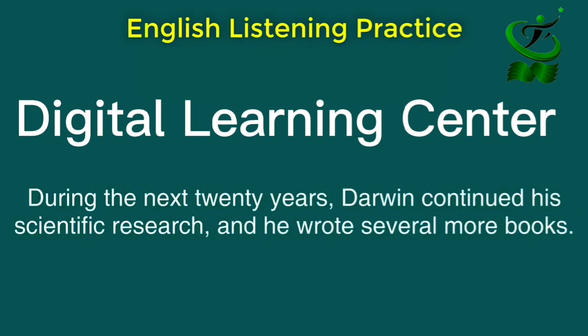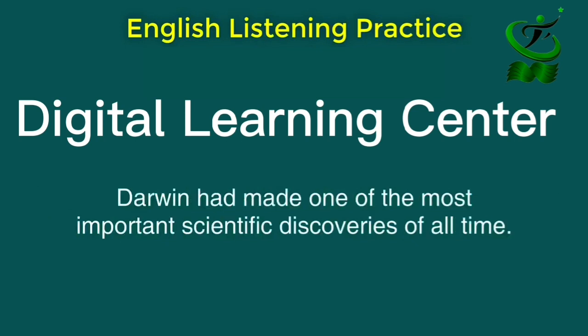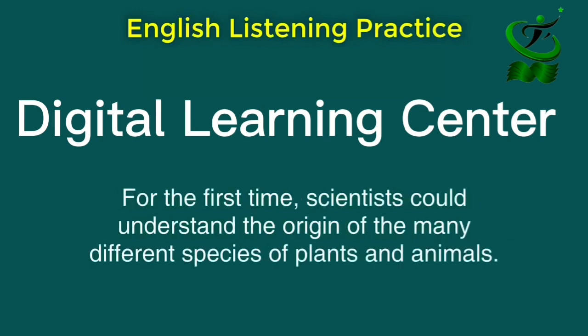During the next 20 years, Darwin continued his scientific research, and he wrote several more books. By the time of his death in 1882, many biologists had realized that Darwin had made one of the most important scientific discoveries of all time. For the first time, scientists could understand the origin of the many different species of plants and animals.